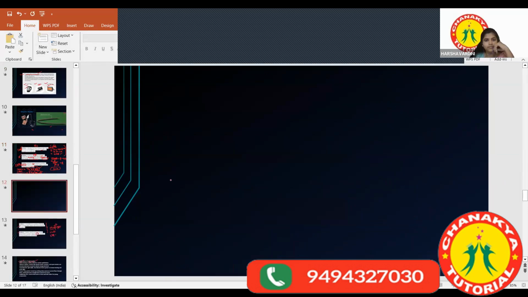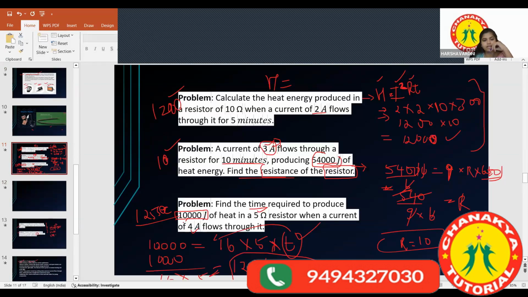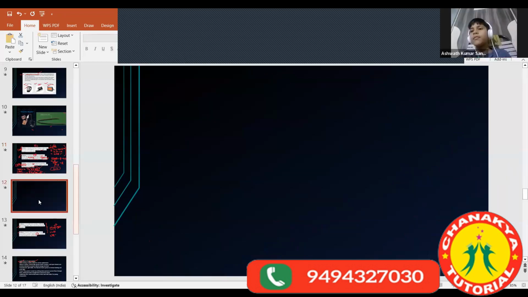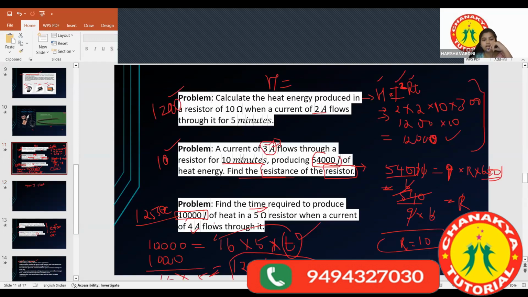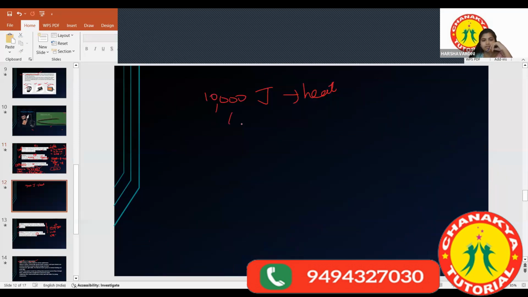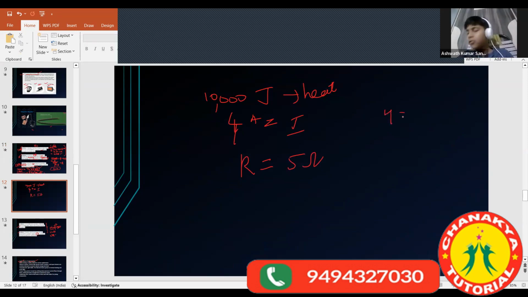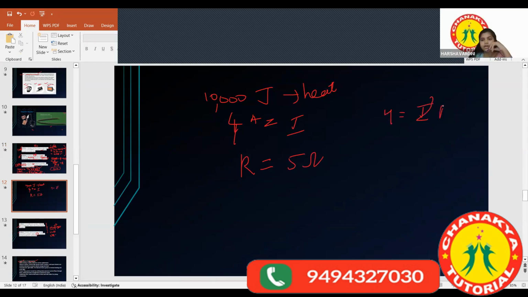See, in the third one, they have given heat. Did you understand the question? They have given 10,000 joules as heat. Time is what we have to find out. Resistance is given as 5 ohms, and 4 ampere is the current, basically I. So now we have the formula H is equal to I square R T.